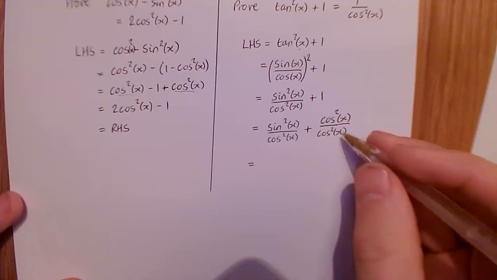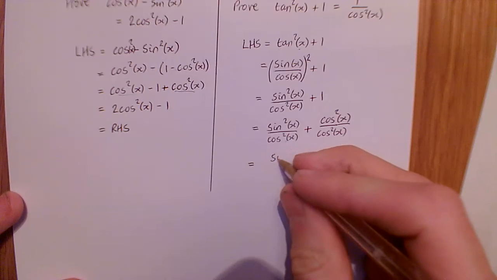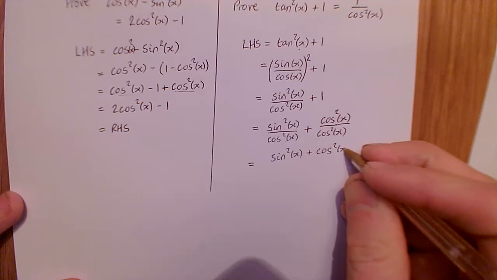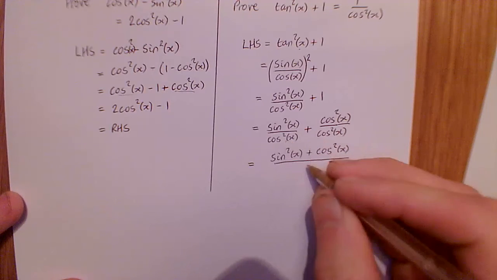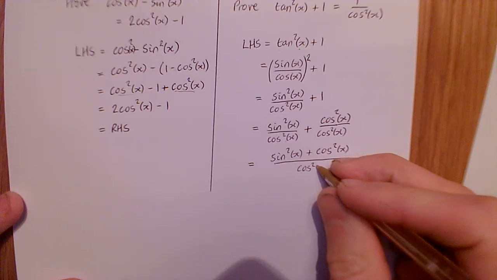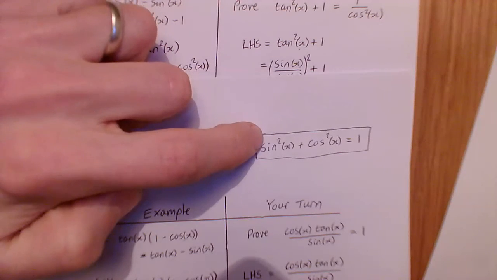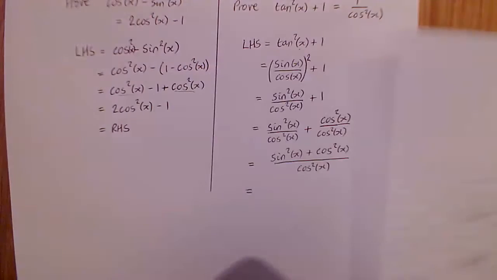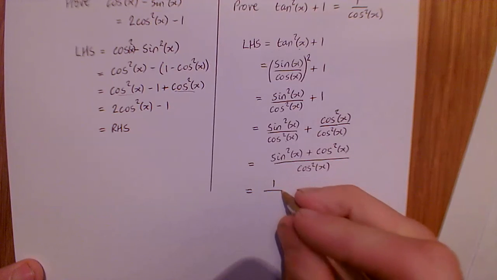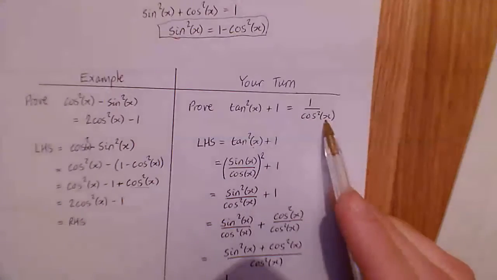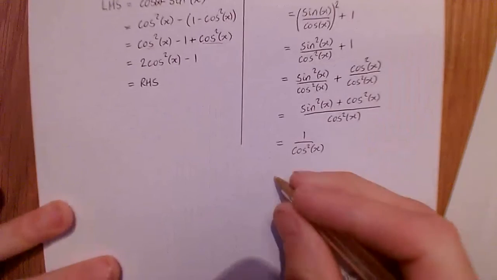Now we're nearly there. Hang in there. Same denominator. So we can write it as sine squared x plus cos squared x all over that denominator, which is cos squared x. This might look like a mess, but sine squared plus cos squared, well, we've met that before. That is our second identity. So as soon as we see that, sine squared plus cos squared, we can change it to a 1. So that becomes 1 over cos squared x. And hey presto, that is our right-hand side. So we are finished.